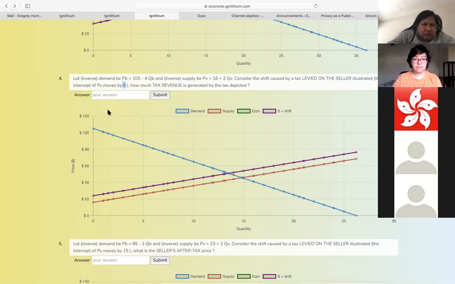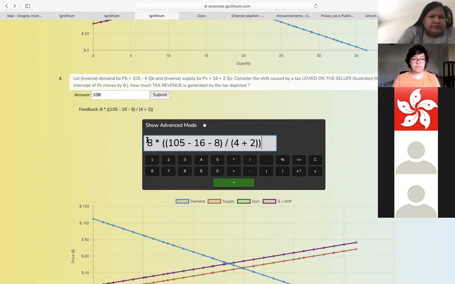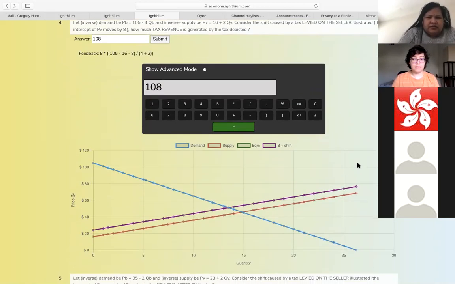So what's 8 times 13.5? That's our area for our tax revenue. $108. There you go. Who answered it? Brian. Okay, Brian, good job.